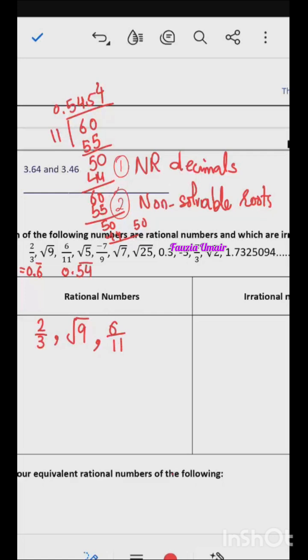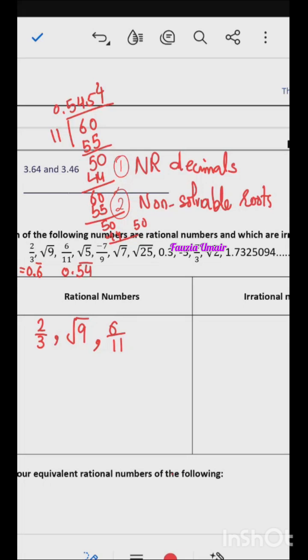Yes, ma'am. Okay. So next is square root of 5. Now raise your hand for the answer. Don't unmute your mic without me asking. Please keep them muted. So Arshman, what would be the answer?